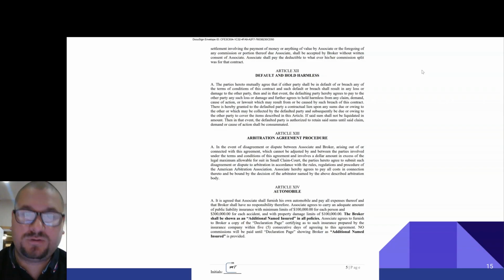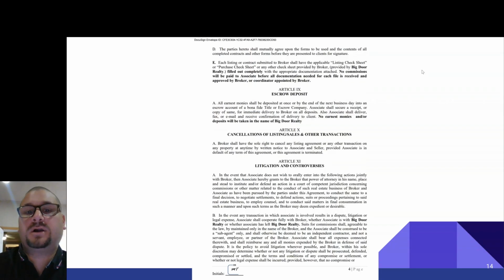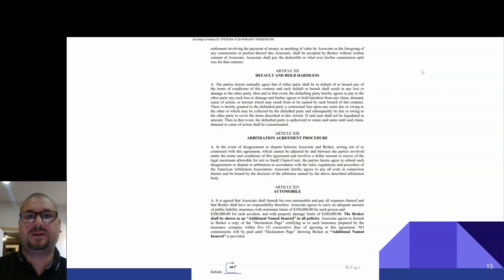So Article 11, litigation and controversies, comes down to, if you got paid on the deal, right? Say the deal was $450,000, you got paid 3%. So you made like $12,500. 80-20 split. Broker might have got like $2,000. You might have got $10,000, so you might have to pay back that $10,000.